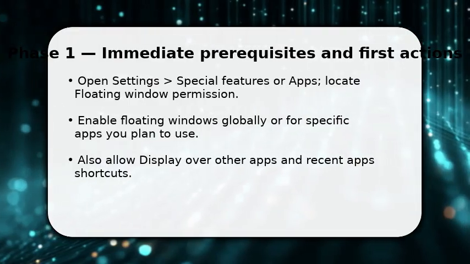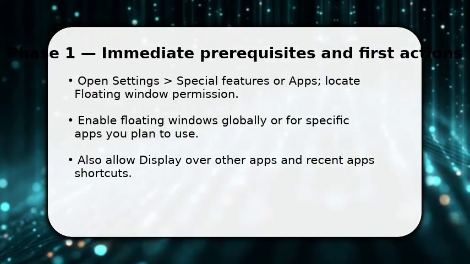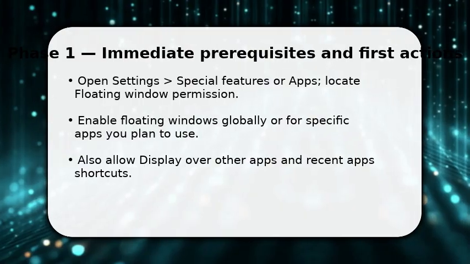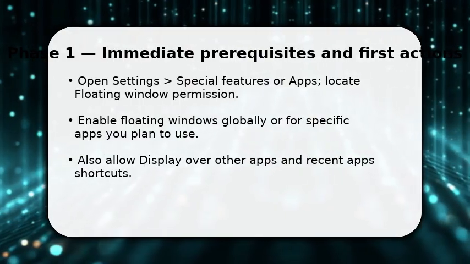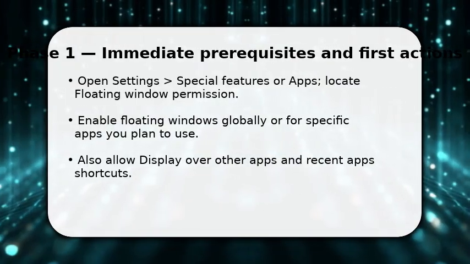Once done, open the app you want to float, then swipe from the bottom or use the Recent Apps view to reveal the floating option. Make sure to enable any per app toggles. This prevents permission errors later and keeps the floating window responsive.